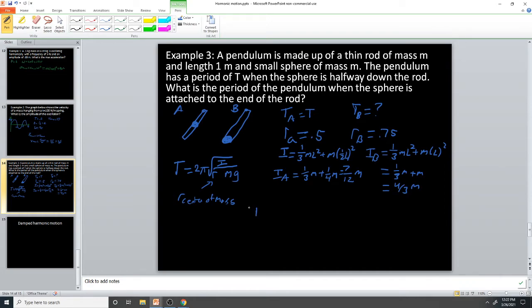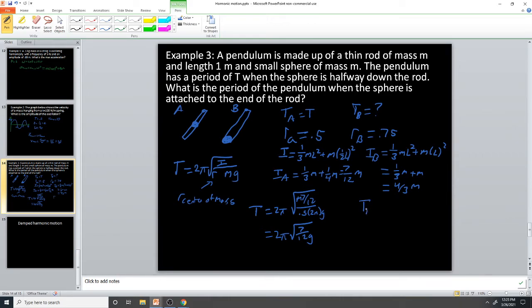So let's put that in there. T A, or just T, is equal to 2 pi square root of 7/12 m over 0.5 m g. And I have to be careful here: this m is not m, that m is 2m. So 0.5 times 2m times g. The m's cancel, the 0.5 and the 2 cancel, so I should get T equal to 2 pi square root of 7 over 12 g when I simplify.